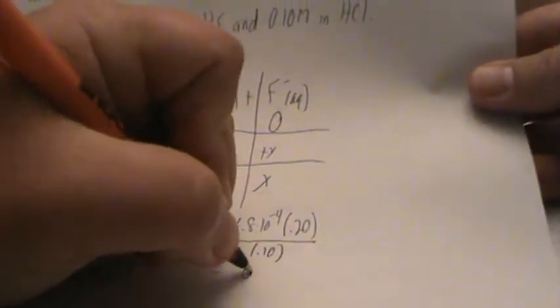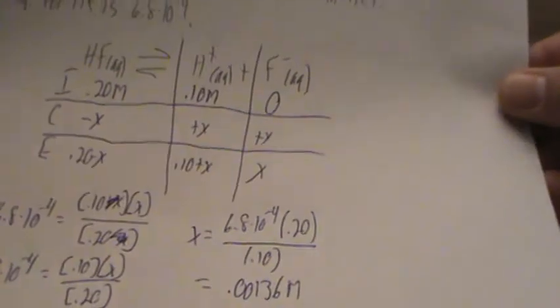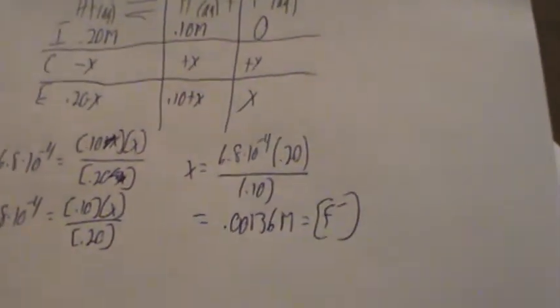I'm coming up with 0.00136 for an answer. So that is our fluoride ion concentration.